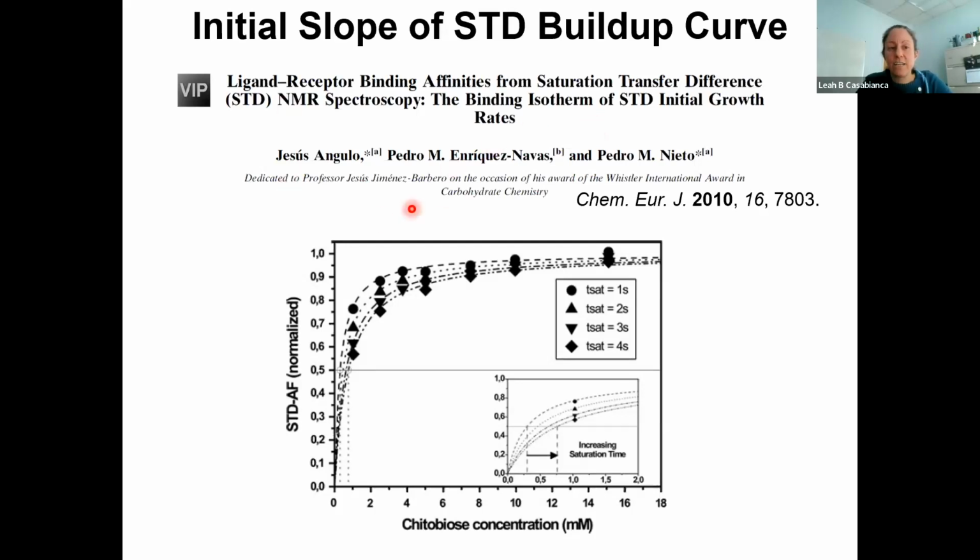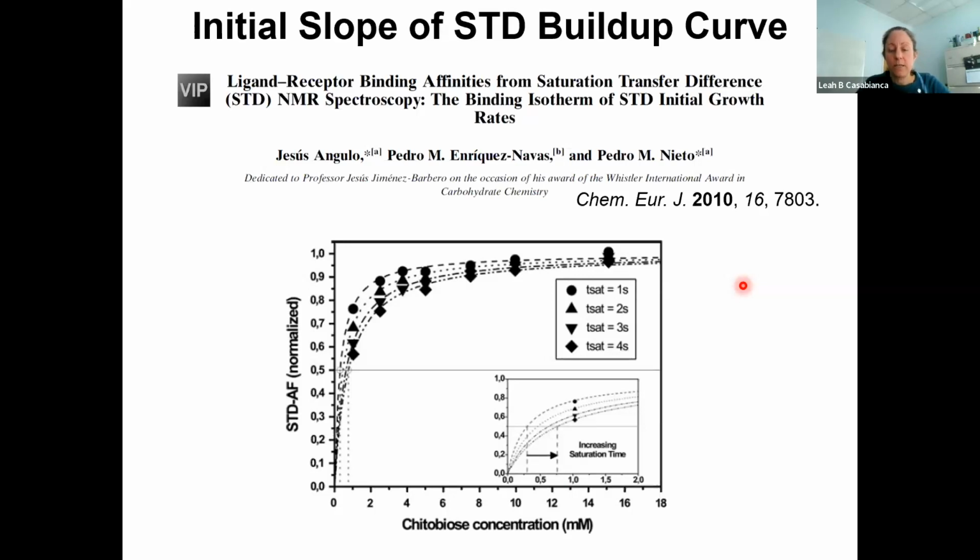This has been shown very nicely in this paper by Jesus Angelo. They looked at calculating KD from STD amplification factors at various different saturation times. And they saw that when you increase the saturation time that you use, the KD is overestimated. This is due to relaxation and also due to ligand rebinding.